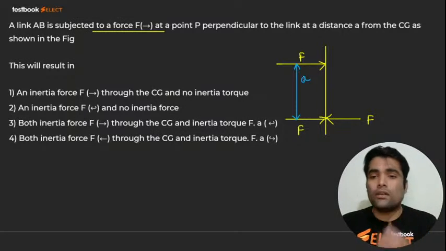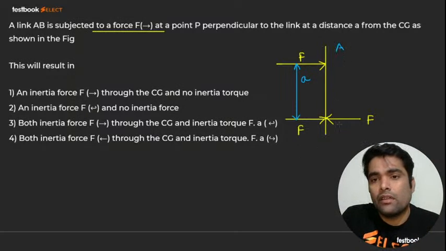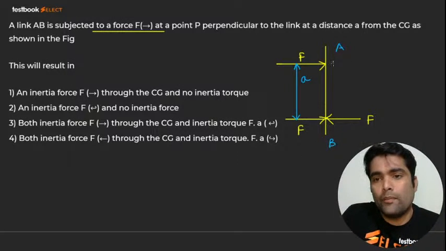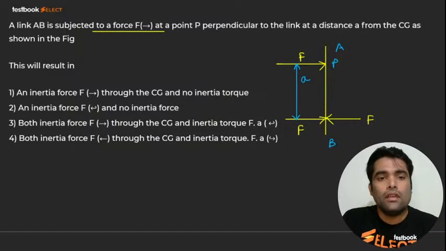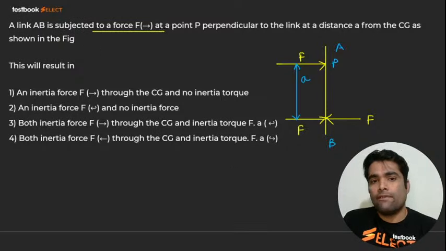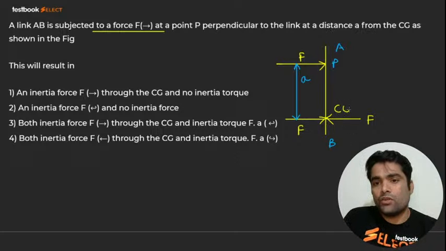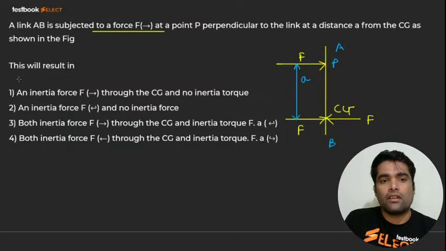Okay. Now you have to tell me, this is link AB and this is point P. They said link AB is subjected to force F at point P perpendicular to the link at a distance A from CG. Here it is CG, okay? Here it is CG. This will result in, Haji Bacha.